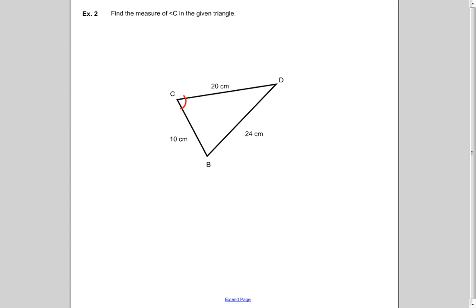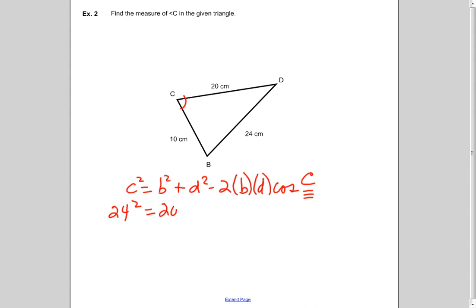If I want angle C, I need to start my cos law with little side c so that I can find that angle C. I'm going to write in little side b, little side d, minus 2 times 1 of each of those, cos C. So this is how I'll have to set up my cos law in order to find angle C. Putting in numbers, 24 squared equals 20 squared plus 10 squared minus 2 times the 20 and the 10 cos C.